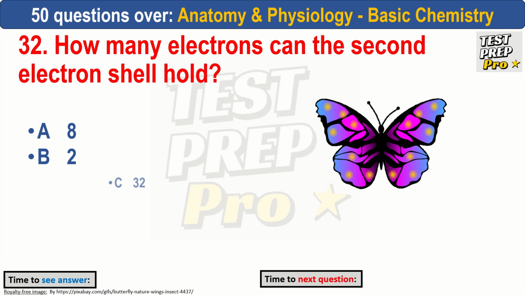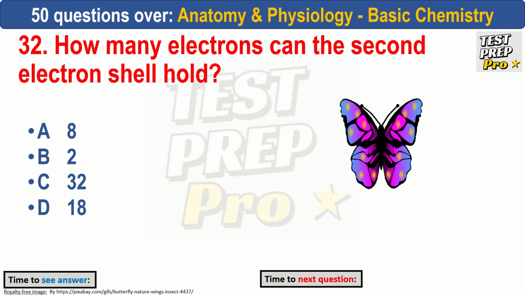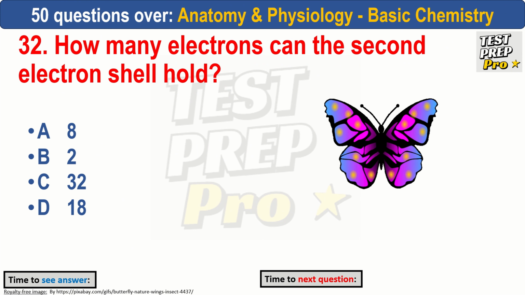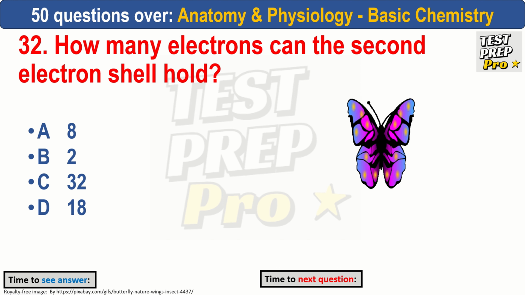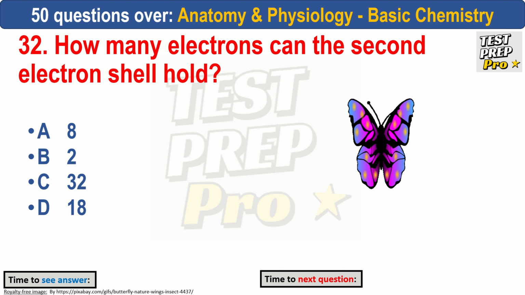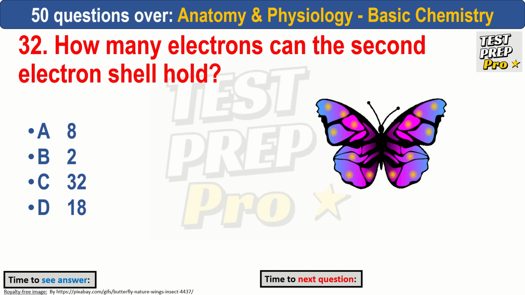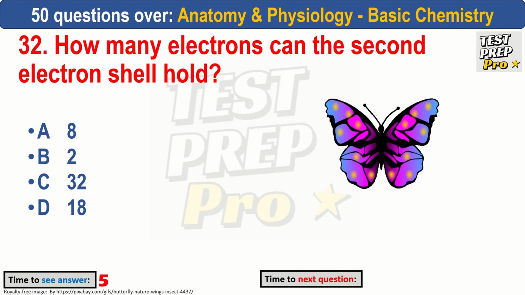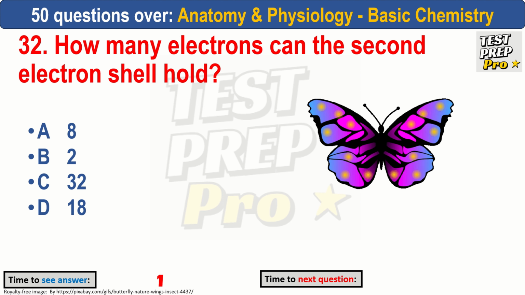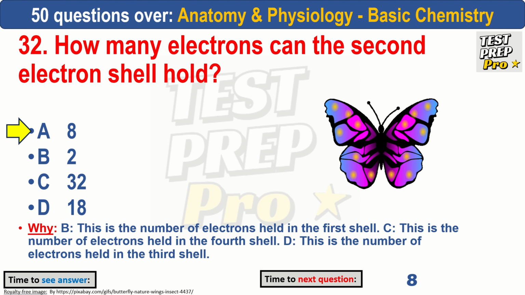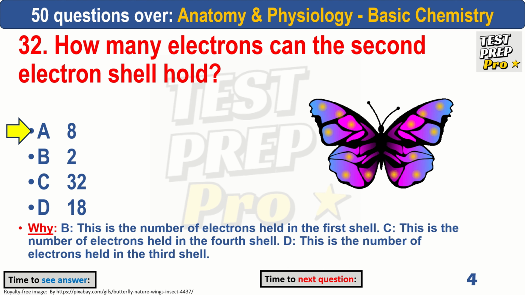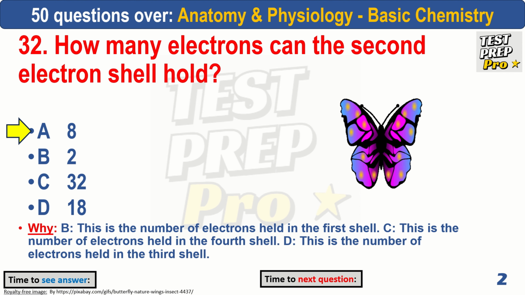How many electrons can the second electron shell hold? Is it A, 8, B, 2, C, 32, or D, 18? It's 8. So the second electron shell around the nucleus can hold up to 8 electrons maximally in that shell.